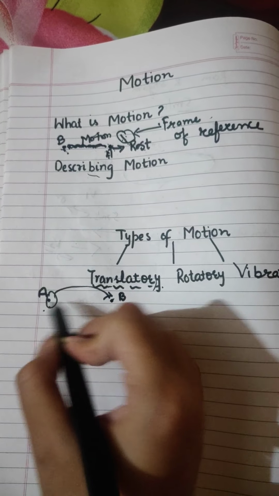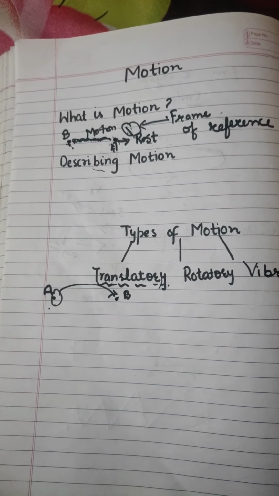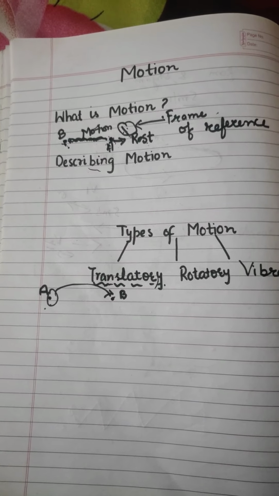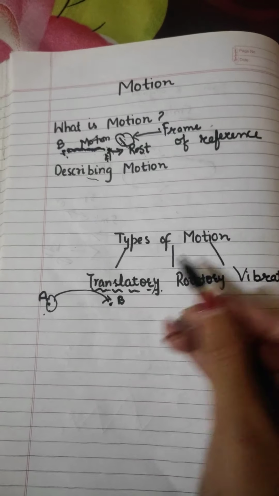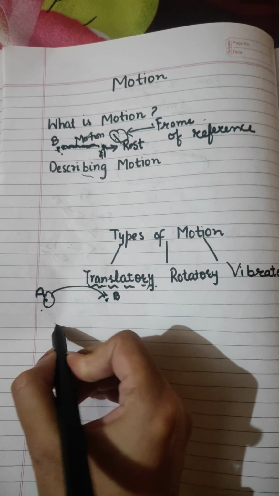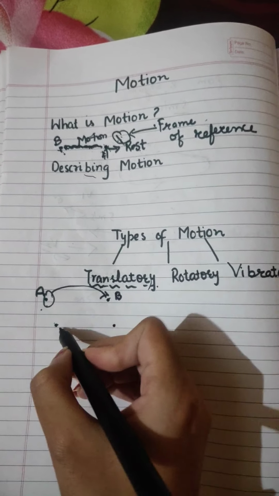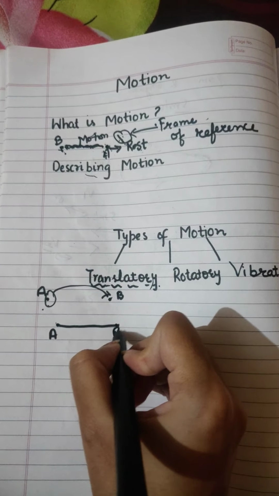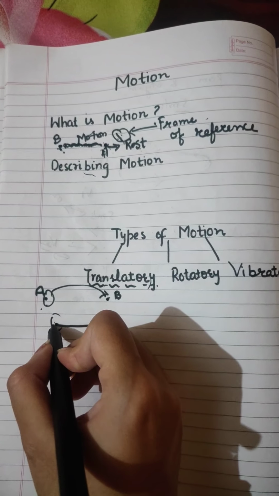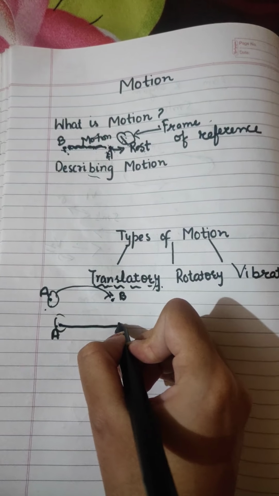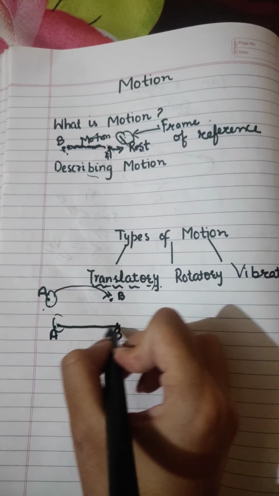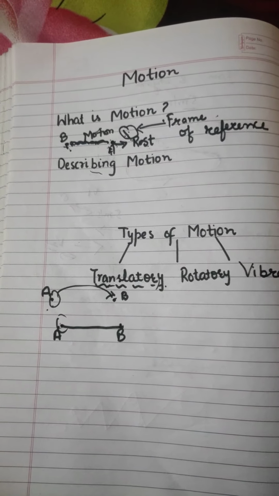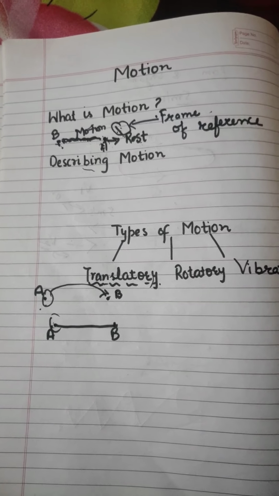Now we can change our position in a number of ways, right? That is the reason why translatory motion can be described in two ways: rectilinear and curvilinear. Rectilinear is the motion when you are changing your position from one point to another in a straight line. Like this is the road, I was standing at this point of the road, but later on I moved right here, so I've changed my position but along a straight line. So whenever we change our position along a straight line, we call it rectilinear motion.